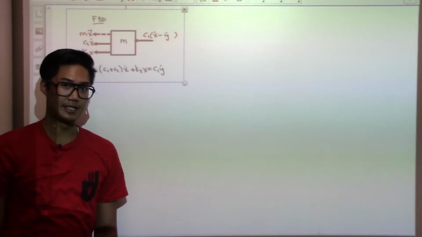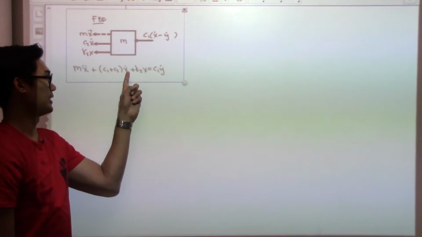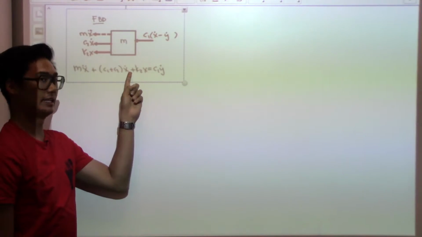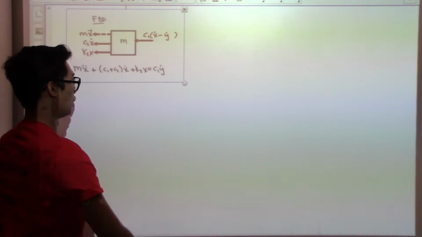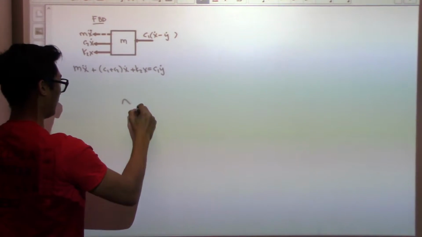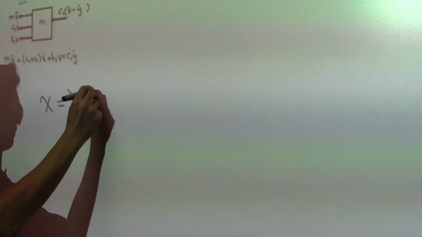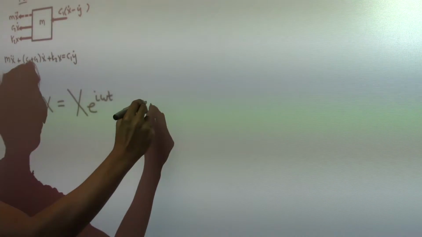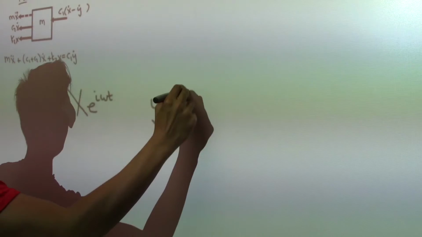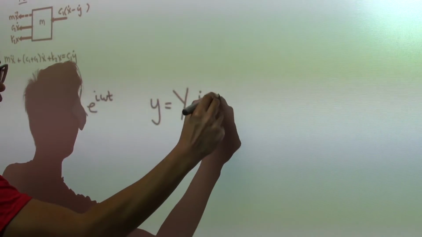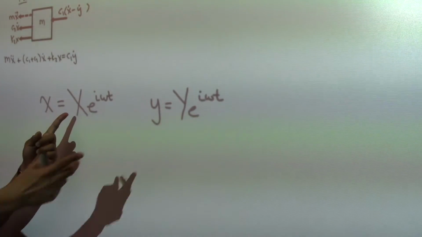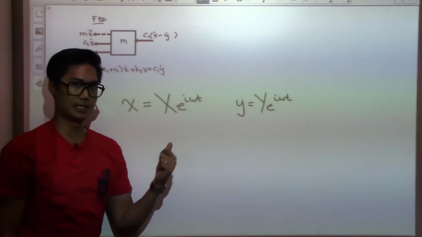Now, what we're interested in finding is the steady state displacement of mass m. The variable attached to m is x. So we want to find the steady state value for x. In order to do so, we need to make a replacement where x is equal to X e^(i omega t), and let's say y is equal to Y e^(i omega t). These values here stand for that steady state value.